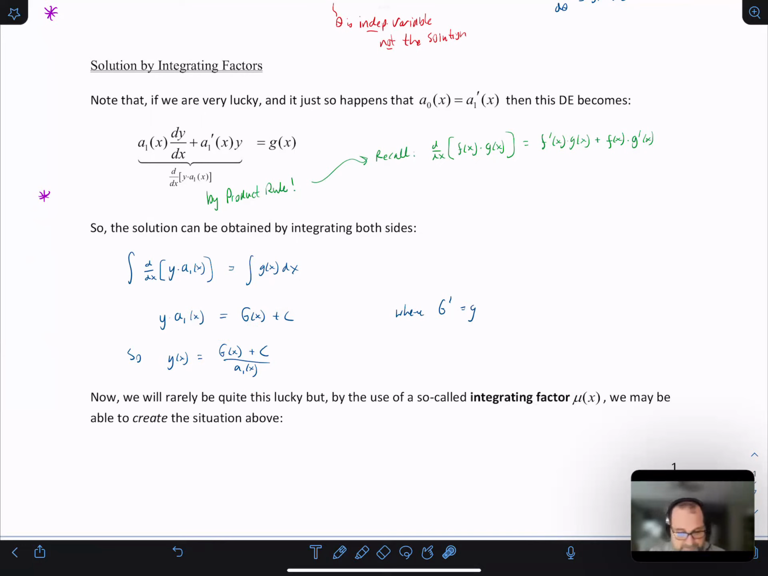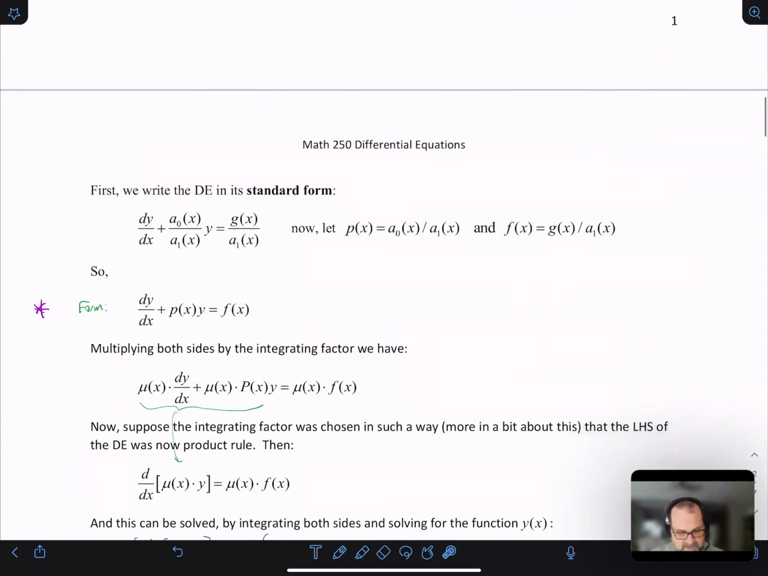Now, of course, in general, we aren't so lucky to always just have a product rule sitting there. But in this method, we might be able to figure out a so-called integrating factor, which is usually called mu of x. By multiplying through our dE, we can create the product rule situation that we saw above. So let's take a look at this situation.